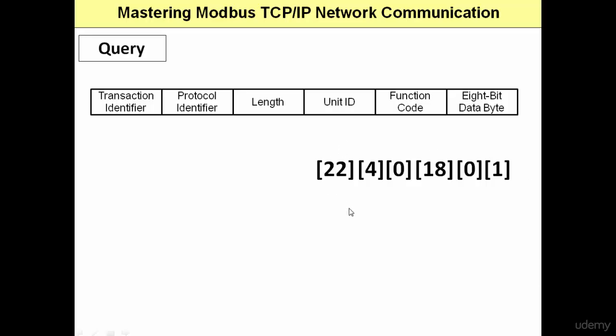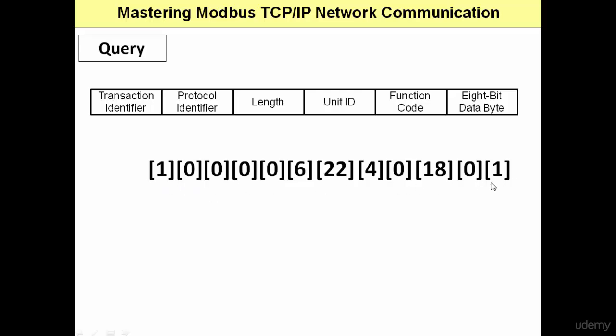The length now is 2 bytes, and the length will be the length of this, which is 1, 2, 3, 4, 5, 6 bytes. So we have 06 as the length parameter. And then the protocol identifier is always 0 and it's 2 bytes. So 0, 0, 2 bytes. And the transaction identifier is 1. I will give you a little more detail about why it's initially 1, but this is the very first query, so to speak.